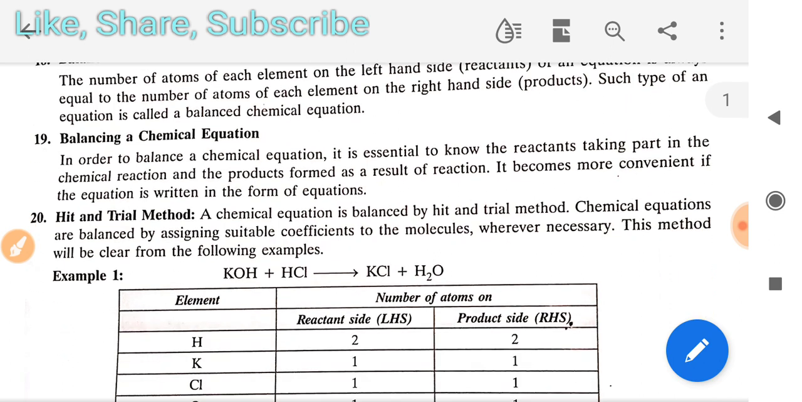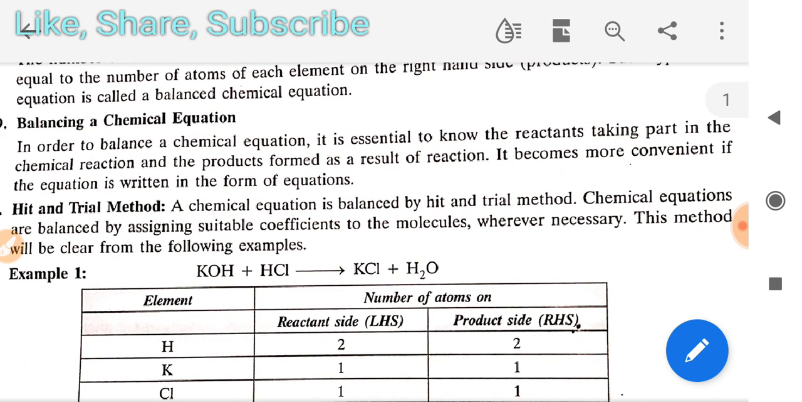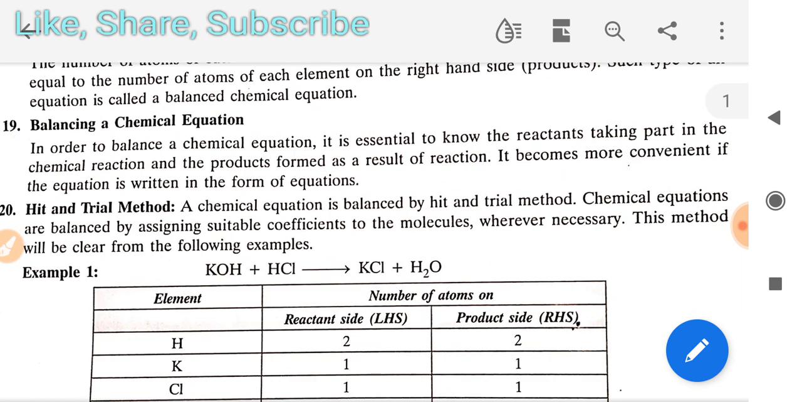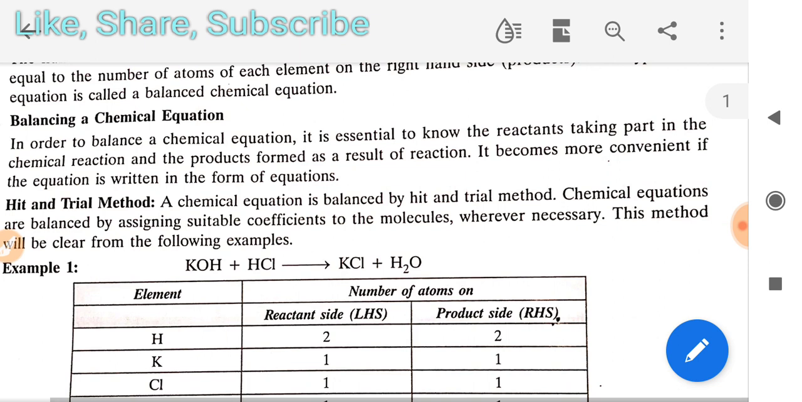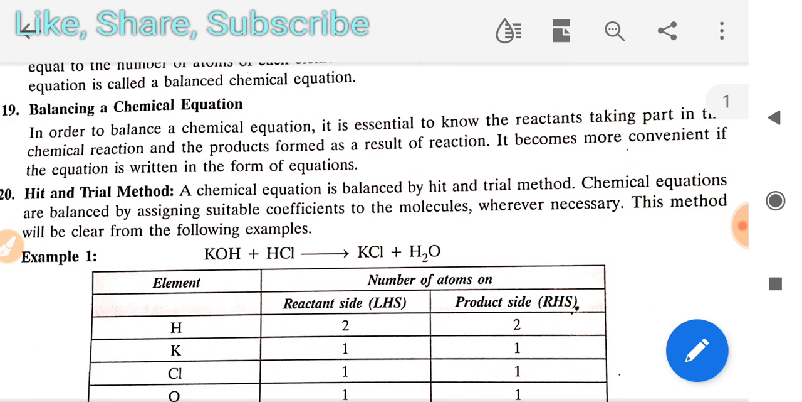Now we understand how we can balance a chemical equation. In order to balance a chemical equation, it is essential to know the reactants taking part in the chemical reaction, which are on the left hand side, and the products formed as a result of the reaction, which will be on the right hand side. It becomes more convenient if the reaction is written in the form of a chemical equation.